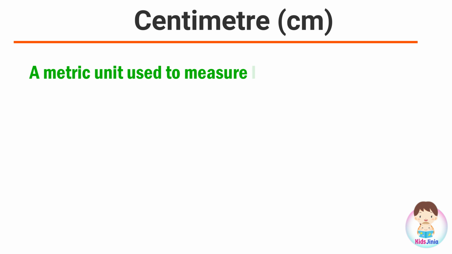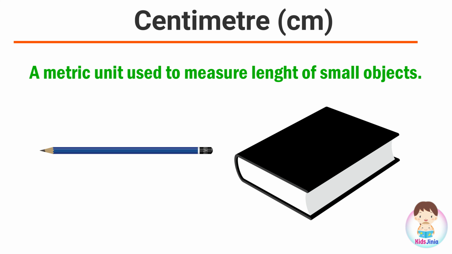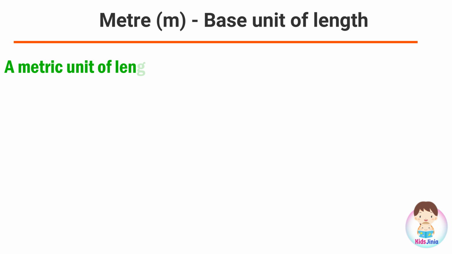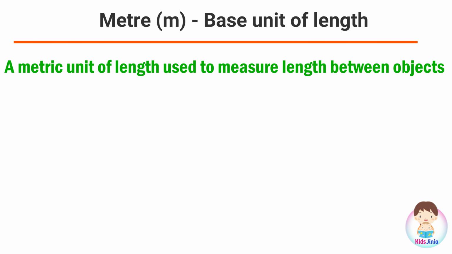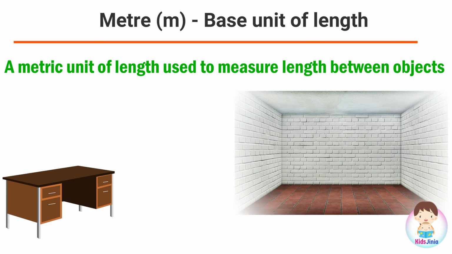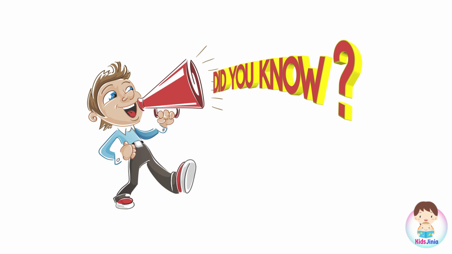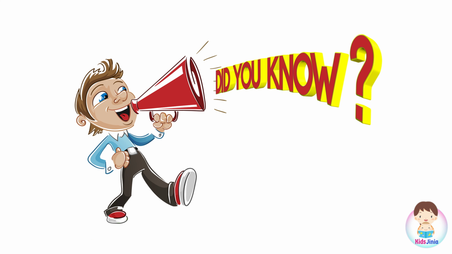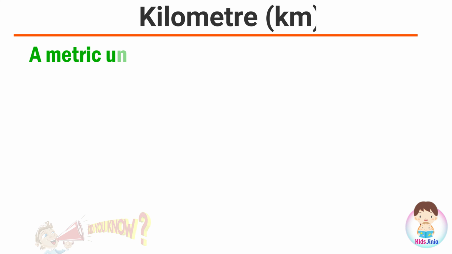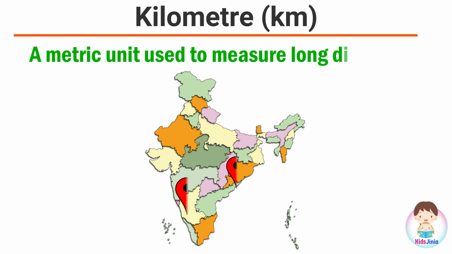Next, the length of small objects is measured in centimeters. For example, a pencil or a notebook, like that. Next, the unit meter can be used to measure the length of a table or a room or the height of a tree. Okay? Here comes the most awaited unit, used very frequently. Any guesses? Yes, it's kilometer. The distances between 2 cities are very large. The large distances or lengths are measured in a big unit of length called kilometer.